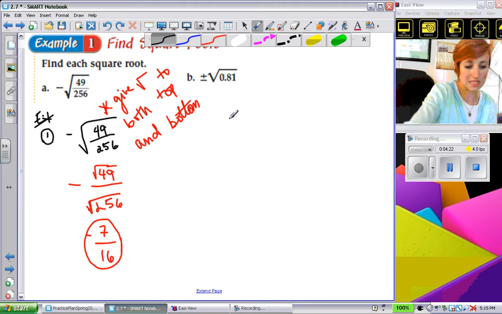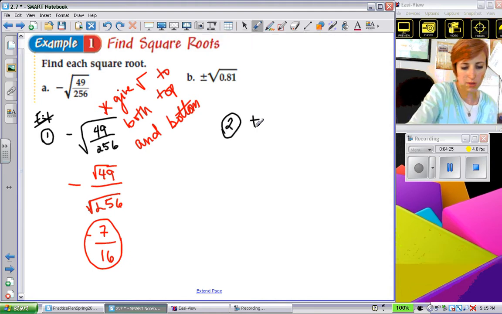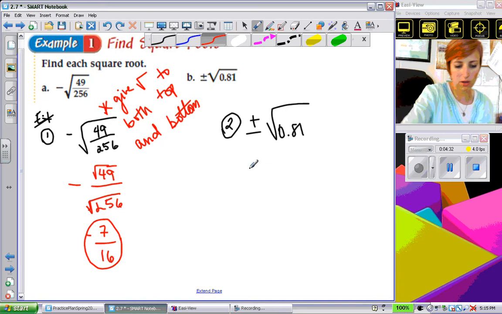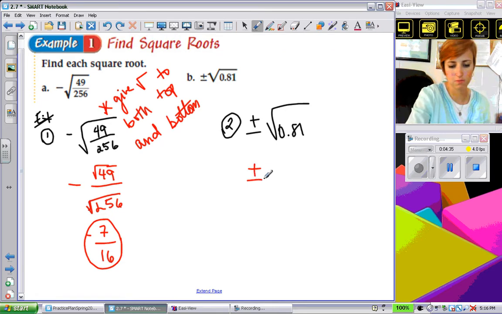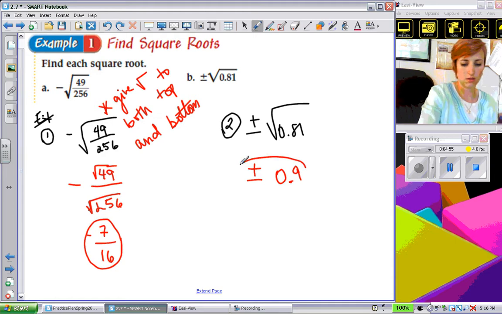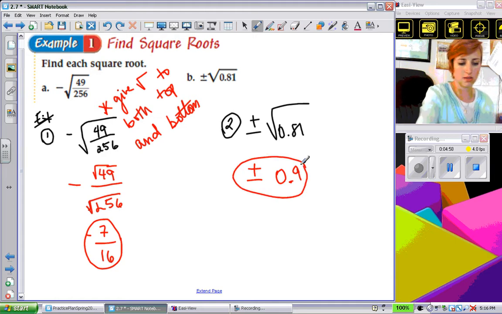Our second example, we have a plus or a minus square root of 0.81. So once again, we're just going to drop down our sign, plus or minus. And what that means is that the answer could be positive or negative. And then square root of 0.81 is 0.9. Because if I ignore this first part and just say, what's the square root of 81? 9, and then just put my 0 in my decimal, that's another way to do it. So there's our examples 1 and 2.